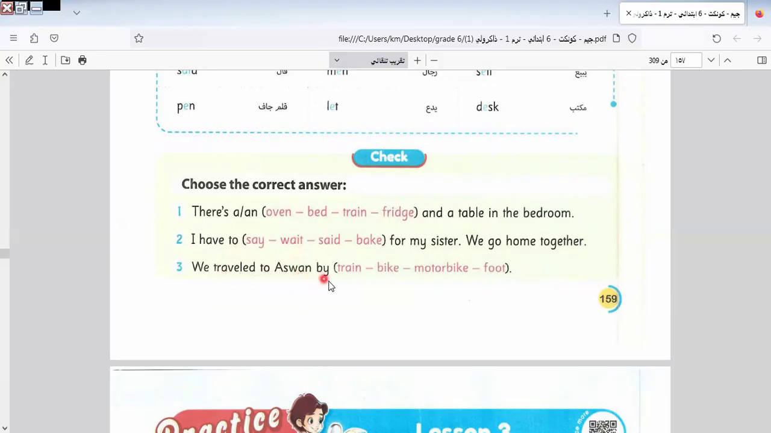We travel to Aswan by what? By train. Can we travel to Aswan by bike? It's wrong. Motorbike? Wrong. By foot? Wrong.